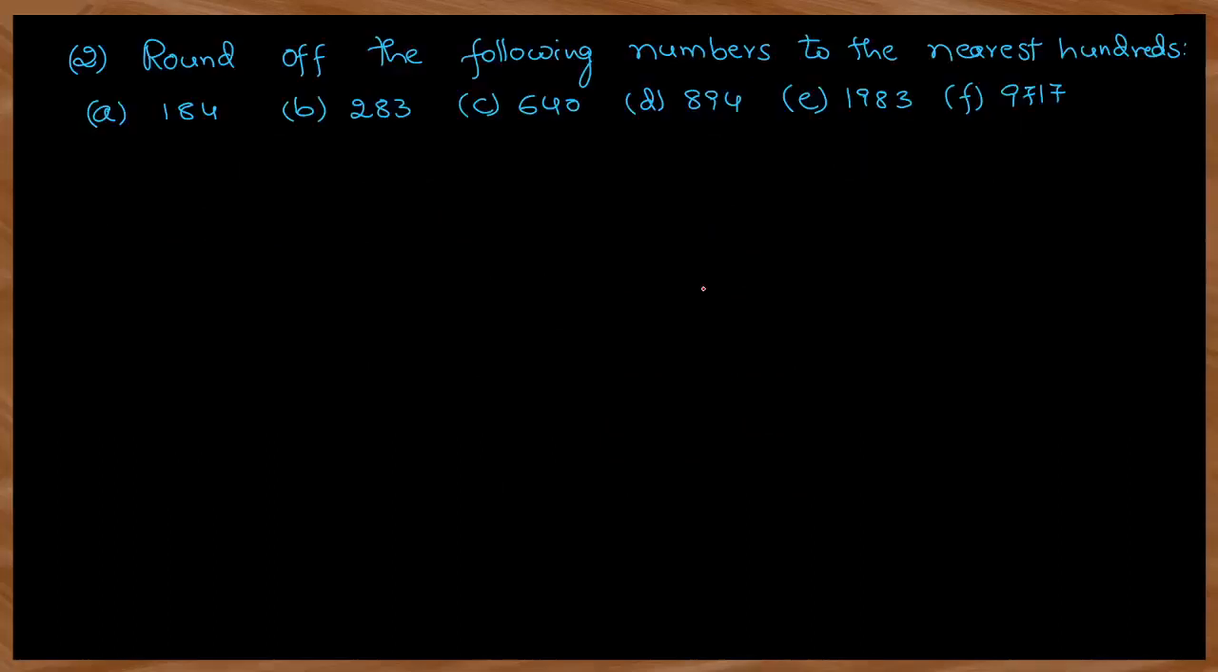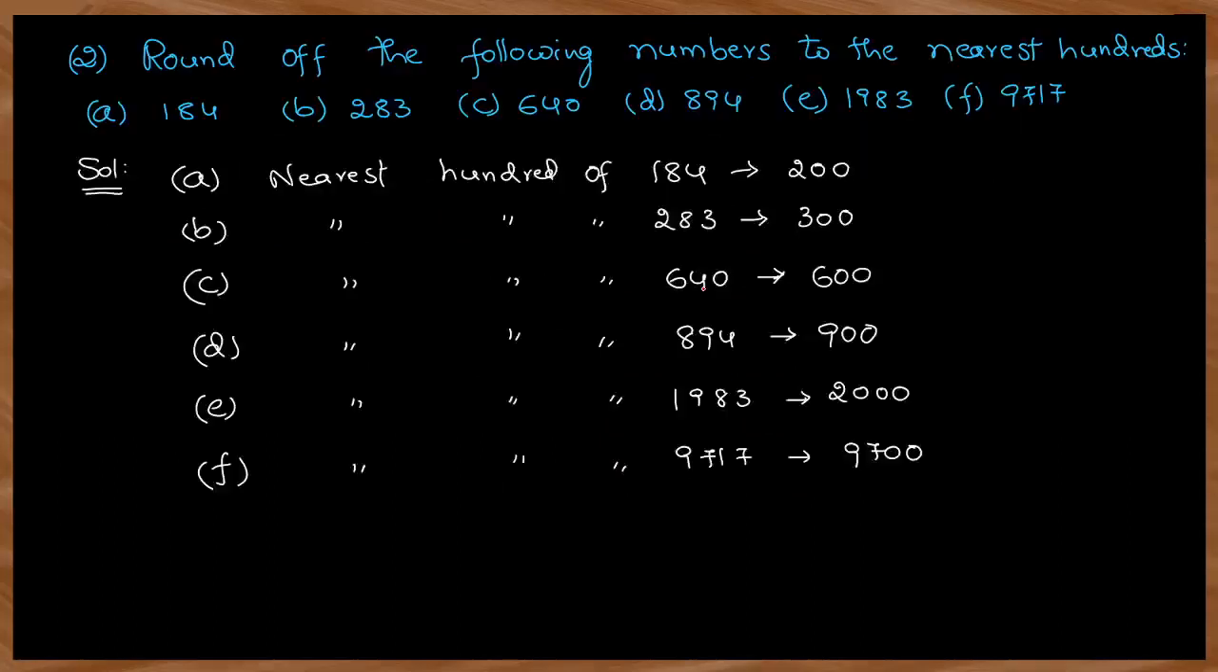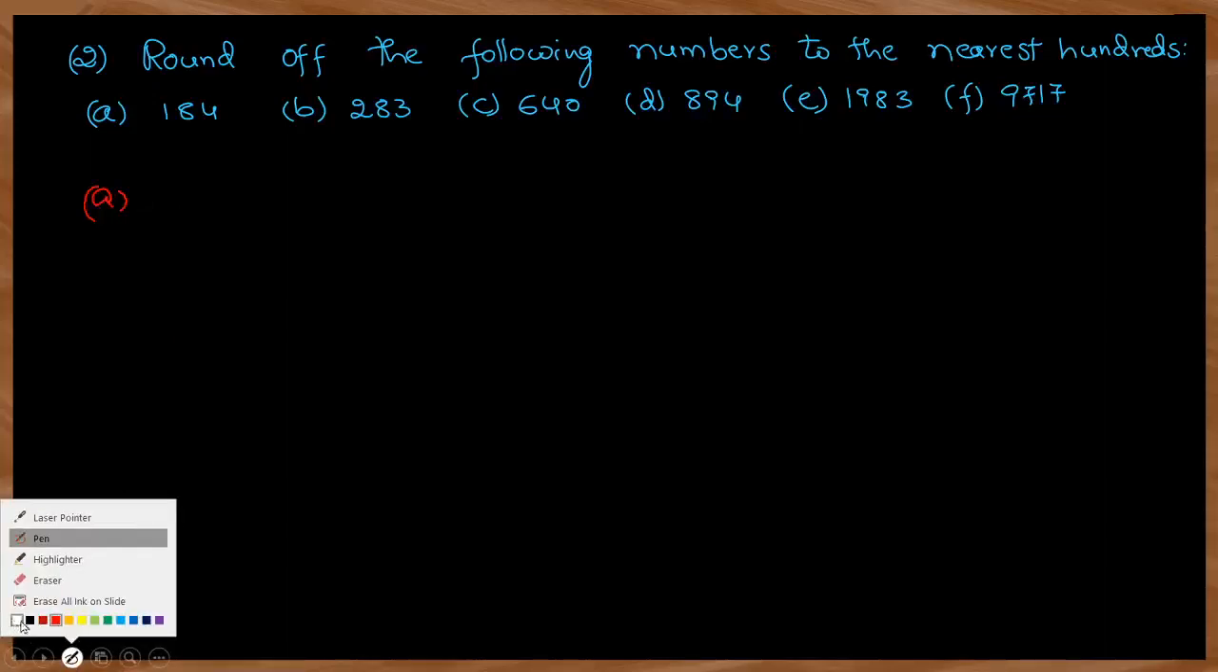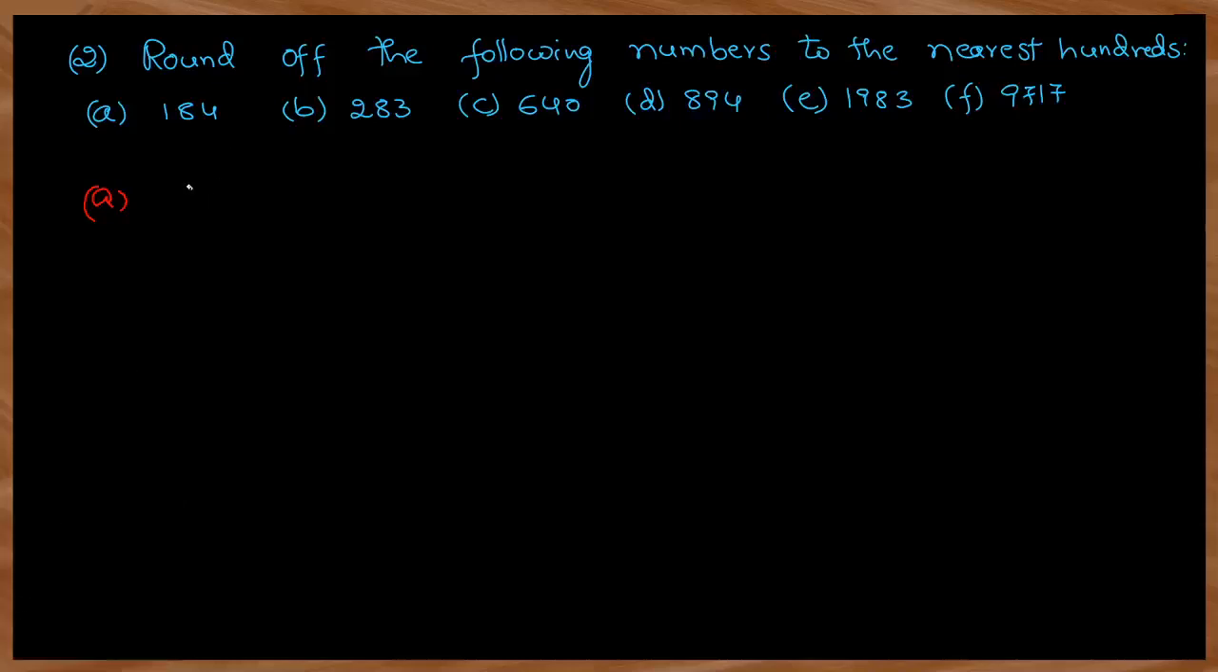Round off the following numbers to the nearest hundreds. Round off the following numbers to the nearest hundreds. So hundreds means, see the first problem here. 184. So 184, nearest hundreds is asking. This is ones, tens, hundreds. So what is the place value of 100? It is 100.